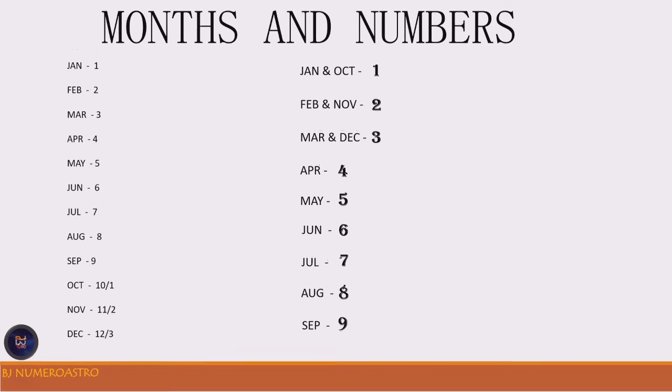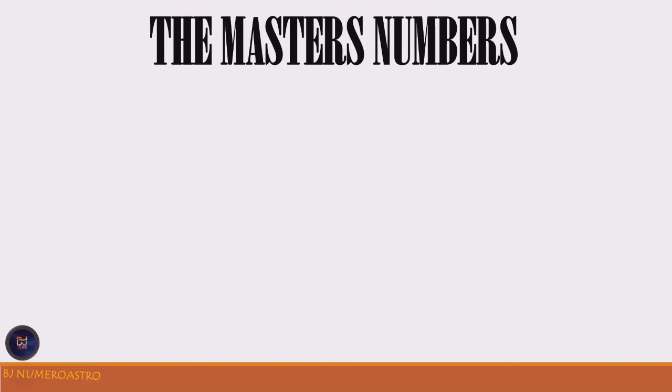So what we're going to be learning here is the master numbers. What are the master numbers? They are the numbers that we don't normally reduce when we're calculating the life path number. The master numbers we have in numerology are 11, 22, and 33, but I'll be showing only 11 and 22 because they occur most often, while 33 doesn't normally occur.